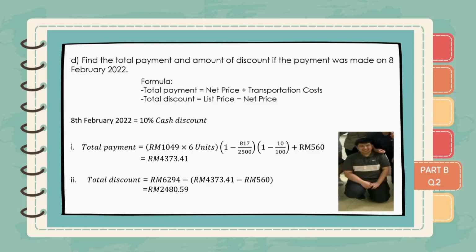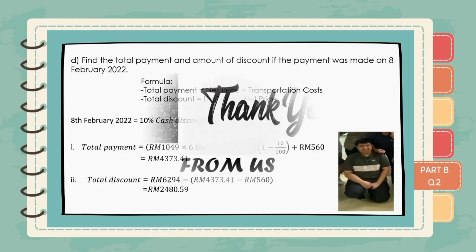So for the total discount equals 6,294 ringgit minus 4,373 ringgit and 41 cent minus 560 ringgit, and we get 2,480 ringgit 59 cent.